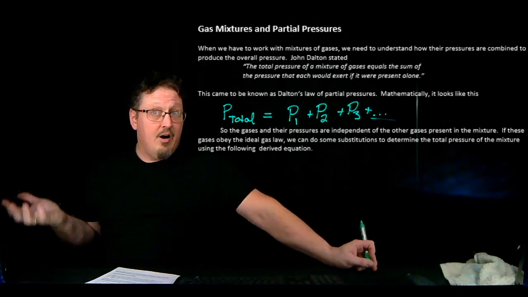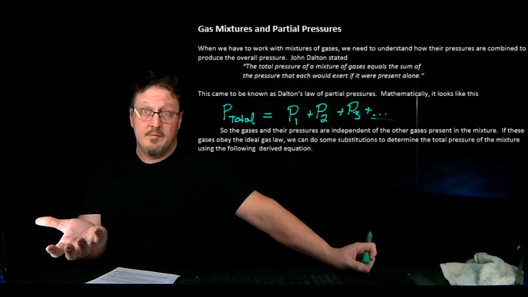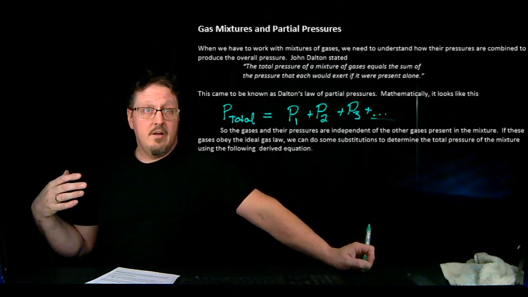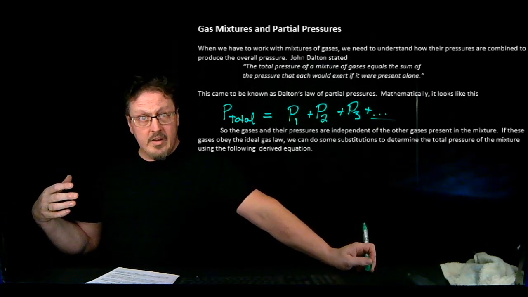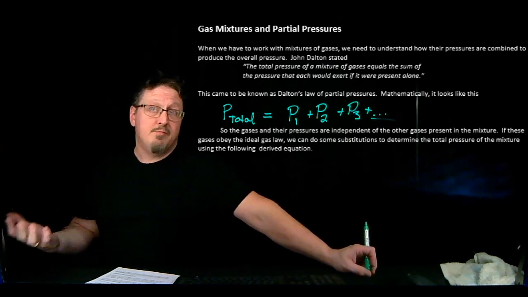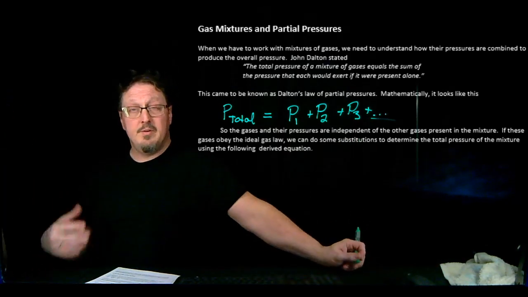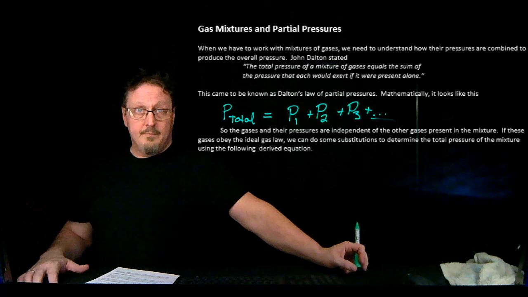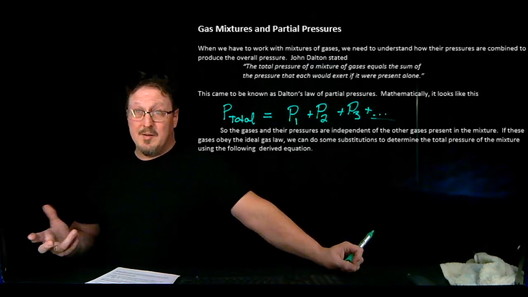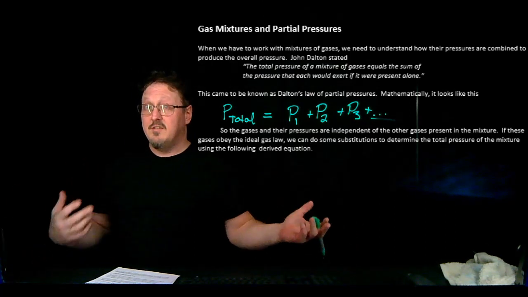In fact, they all pretty much behave as if they have that volume to themselves because the particles are not interacting. So we treat everything as its own thing, and the pressures do add up. That's just what that says. We treat all those gases independently of one another. If these gases obey the ideal gas law, we can do a substitution and have another mathematical equation to work with.